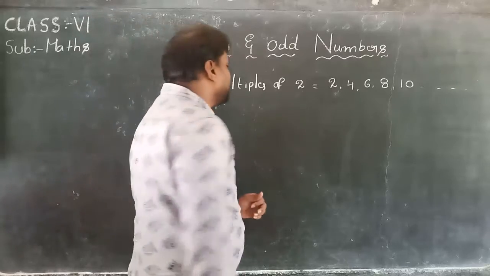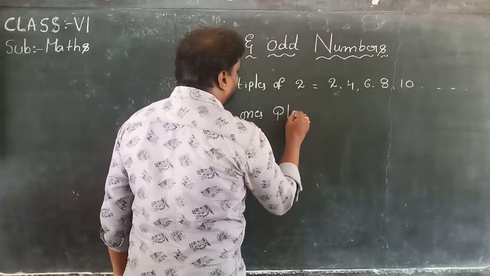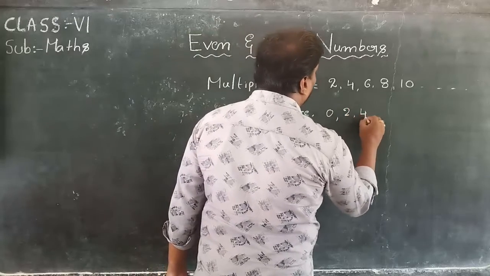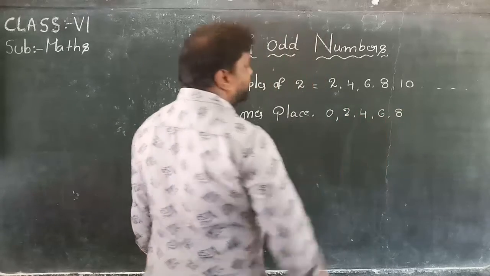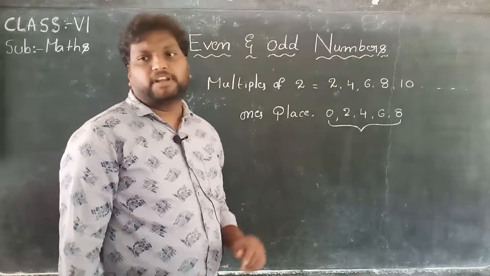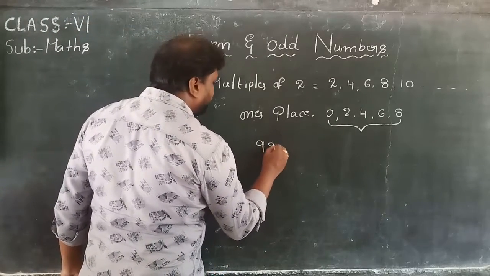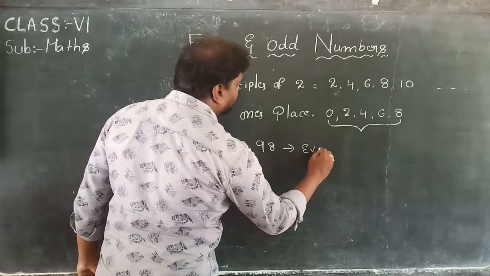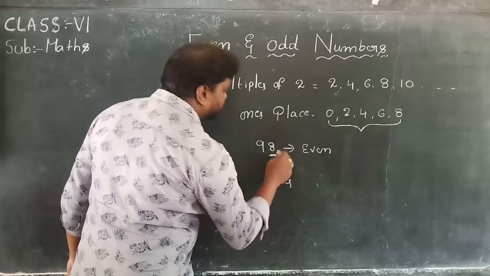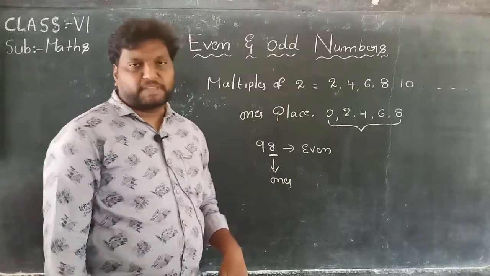Otherwise, in the ones place, the numbers are 0, 2, 4, 6, 8. Any number with one of these digits in the ones place is called an even number. For example, 98 is an even number. Why? Because in the ones place we have 8. That's why 98 is an even number.